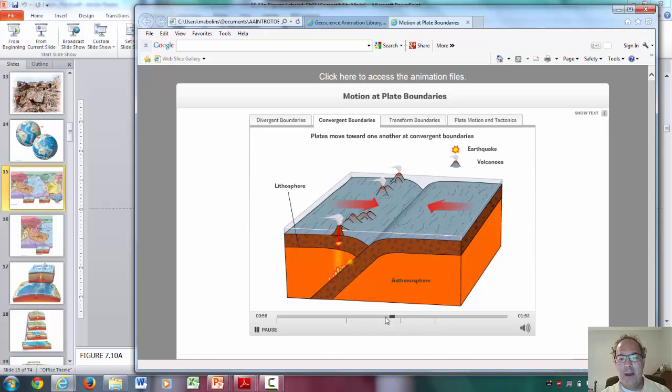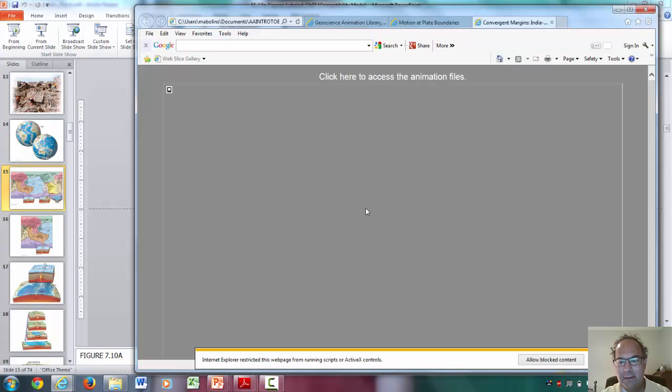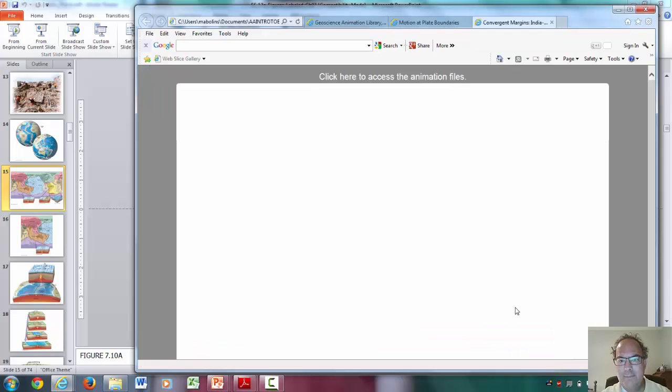There's one more kind of convergent plate boundary left to examine, and that's the continent-continent convergent plate boundary. Okay, so it's three subtypes of convergent plate boundary. Continent-continent. Let's look at that.